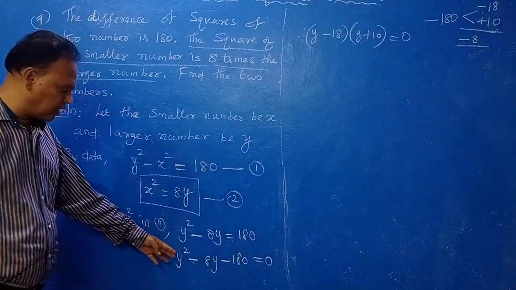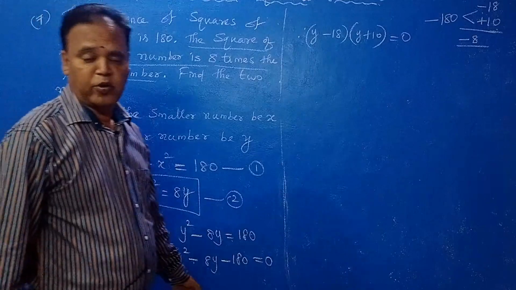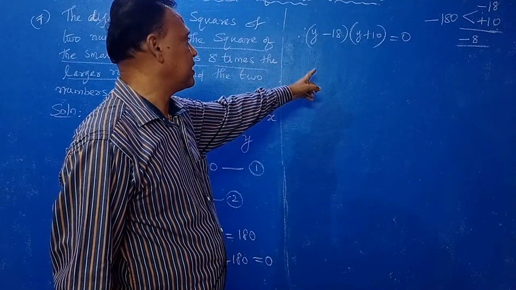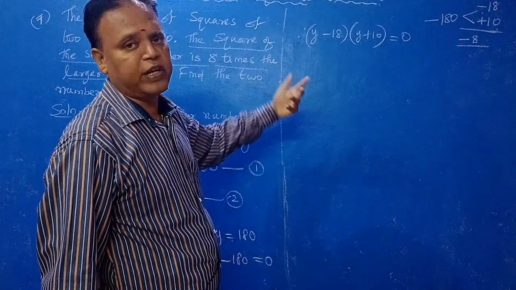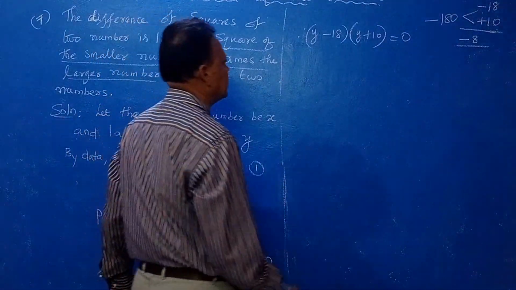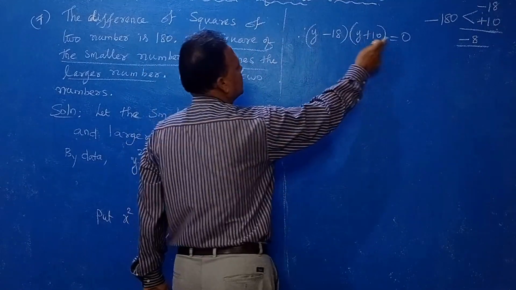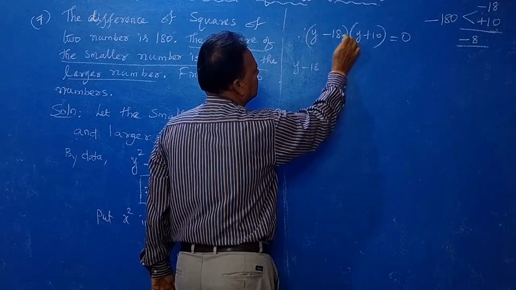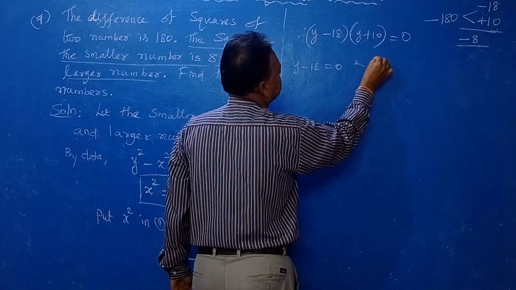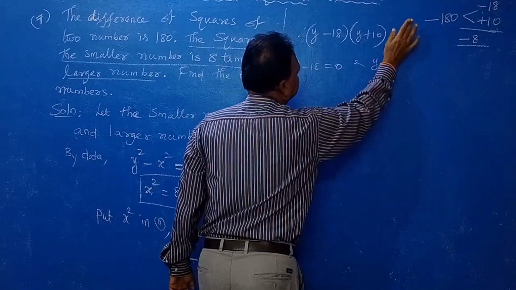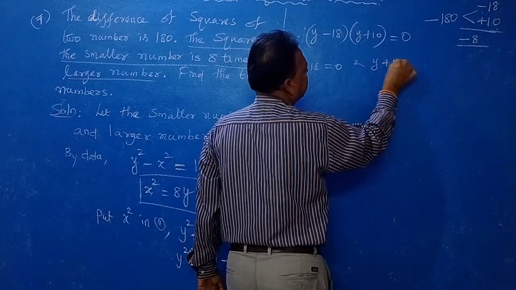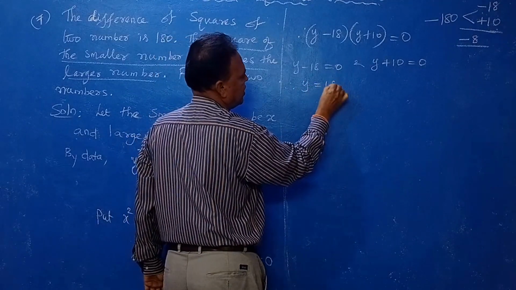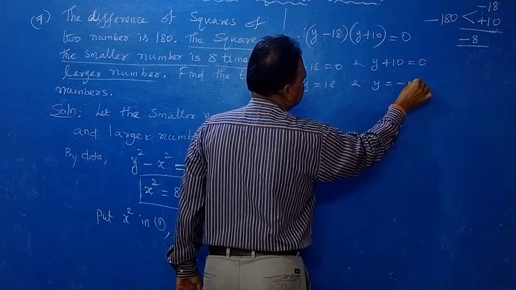You no need to again split up and take common, no need to do. Straight away you write. That is the easy way. Clear? Because time management is very important. You have to do very fast. Clear? 10th class. Now, two factors equal to 0 means you have to make each separately 0. Therefore, y equal to 18 and y equal to minus 10.